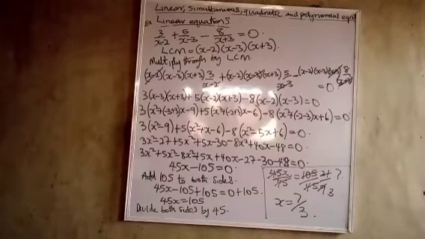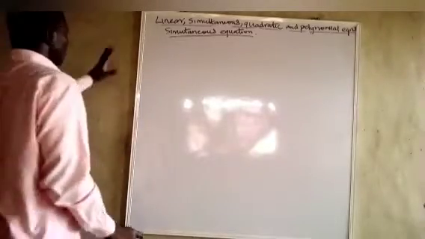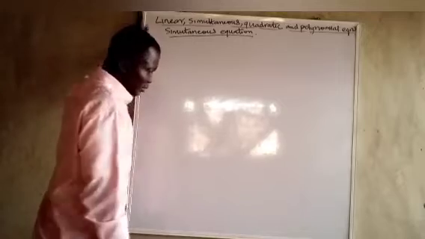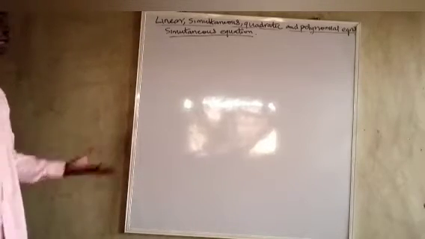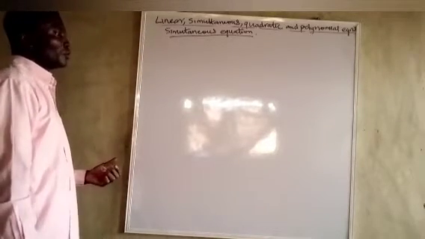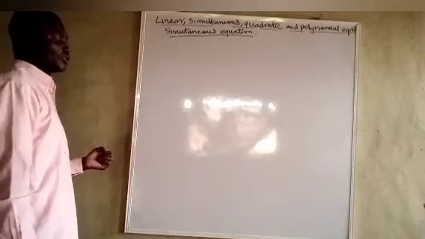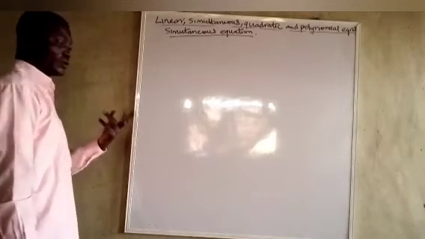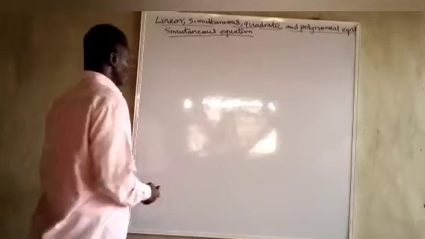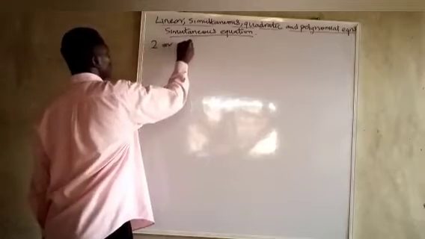That's all. Now the next to handle is simultaneous equations. And why do we call it simultaneous equations? In this situation, we need to have more than one equation because we are looking for two or more variables.